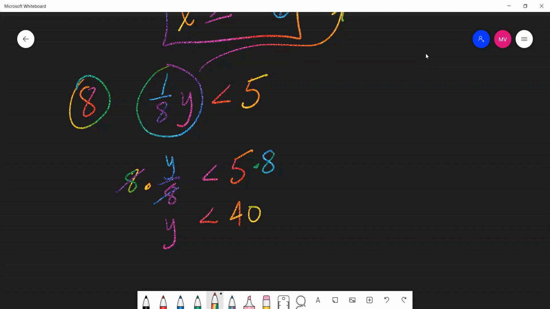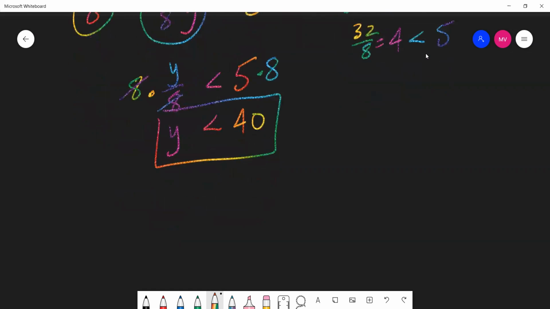But if you're not sure, check. Pick any number less than 40. I would pick a number divisible by 8. We can say 32. So if we plugged in 32, which is less than 40, we did 1/8 times 32, I'm going to just do this so y'all can see what I'm doing here, is less than 5. That's 32 over 8. What's 8? 8 divides into 32 how many times? Anybody? 4 times. So that's the same thing as 4. And is 4 less than 5? Yes. So that is correct. y is less than 40.